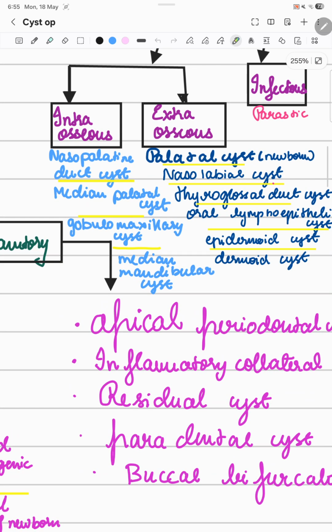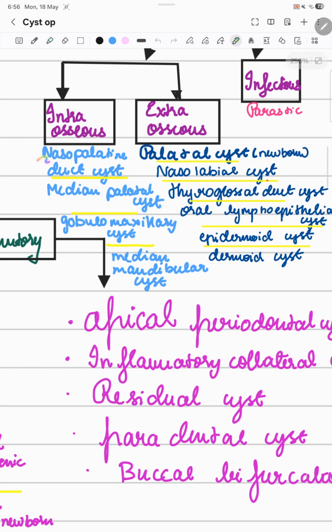So if you can remember maxilla and mandible, so from maxilla you have a globulomaxillary cyst, and from mandible you have a median mandibular cyst. Then you have a nasopalatine cyst, which is near the palate, and the median palatal cyst. Okay, so this is easy to remember.